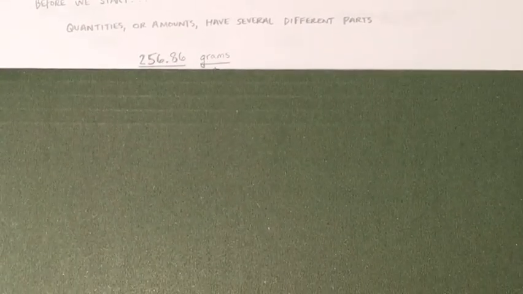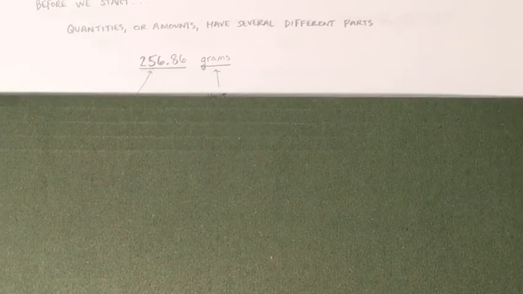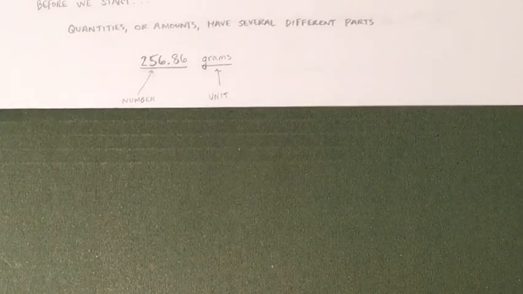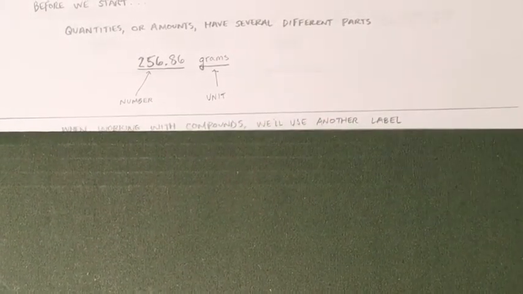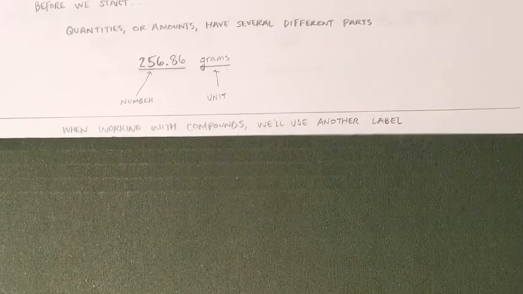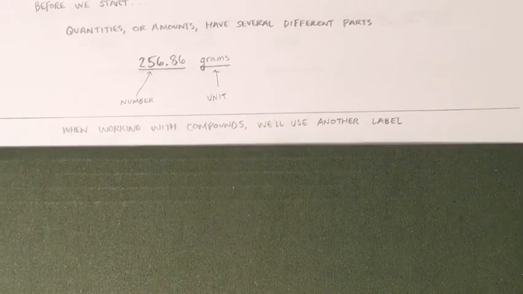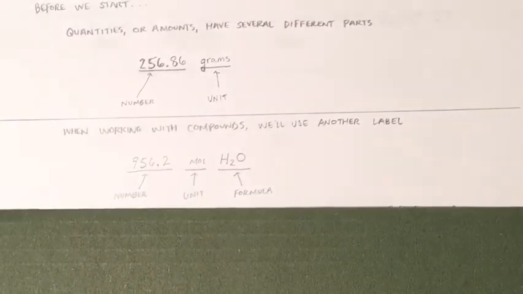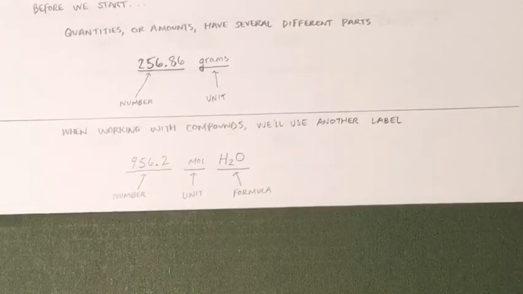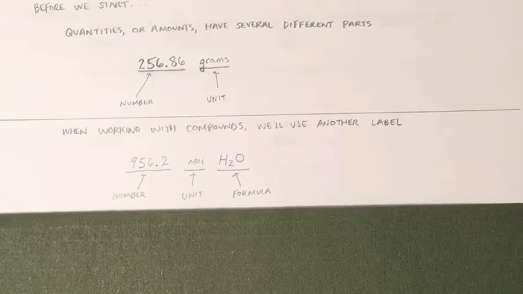The first thing that we need to know is that quantities have several different parts. If we look at this quantity right here, 256.86 grams, you might not think about it when you read a number like this, but it has two different parts, number and unit. When we use these in chemistry, we're often going to add another label. When we use compounds, it will be the number, the unit, and the formula. We've definitely seen how formulas come into play with molar ratios, but this is not quite there yet. We're just learning dimensional analysis in this video.